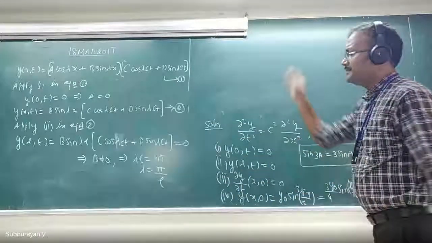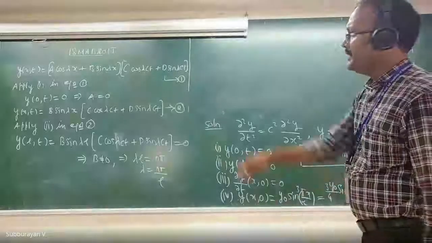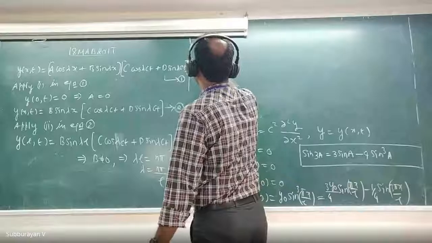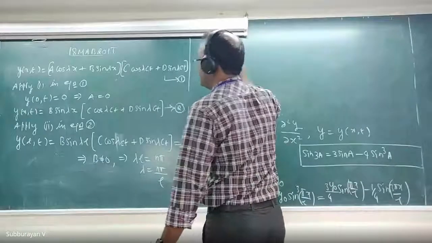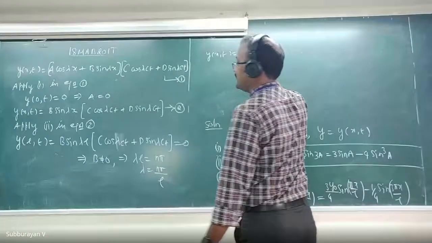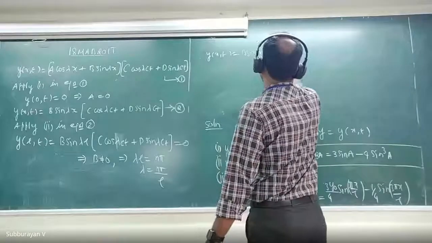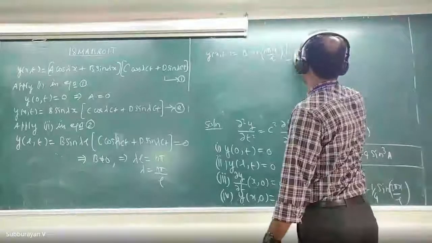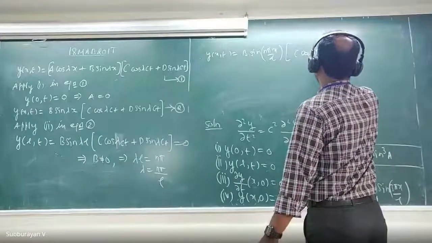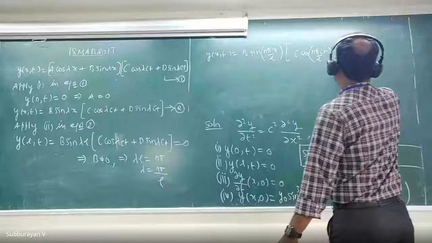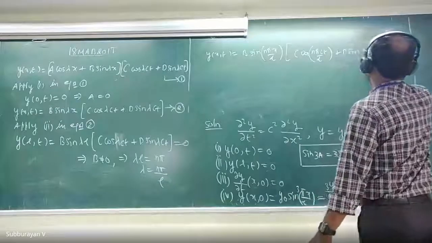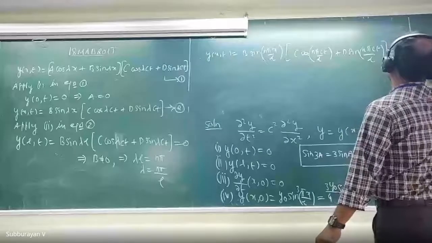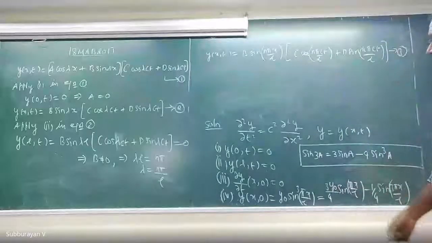Then if lambda equals n pi by L, the equation 2 further reduces to y of x comma t, which is equal to b sin n pi x divided by L into c cos n pi ct divided by L plus d sin n pi ct divided by L. Now I call this equation number 3.